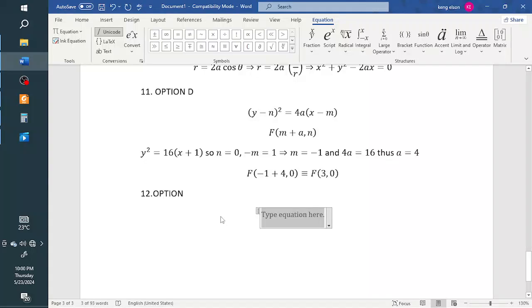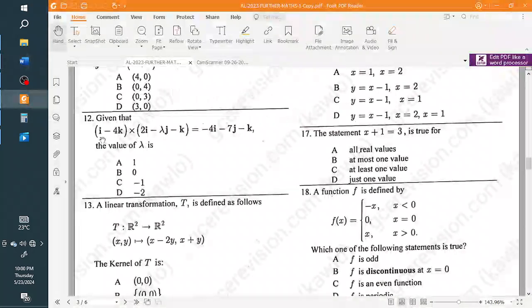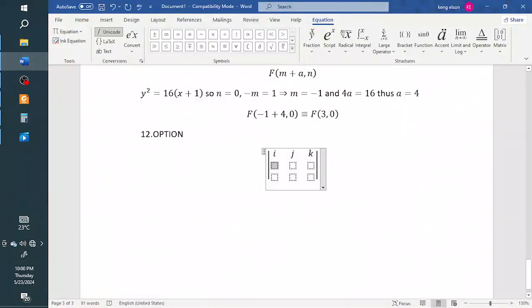So this is a cross product of two vectors, so we just use a determinant method to get a cross product. We are in 3 dimensions, so we have i, j, and k. Now we have to input the coordinates of the first vector, i minus 4k: the coefficient of i, the coefficient of j, and the coefficient of k. So we have 1, 0, negative 4. 1 for i, 0 for j because there is no j, negative 4 for k.